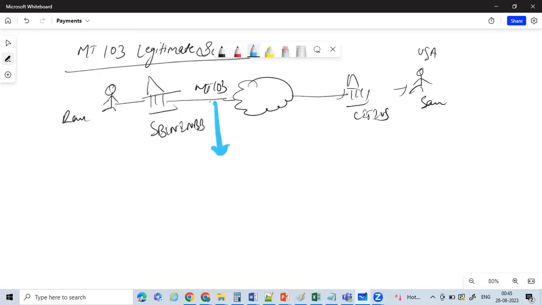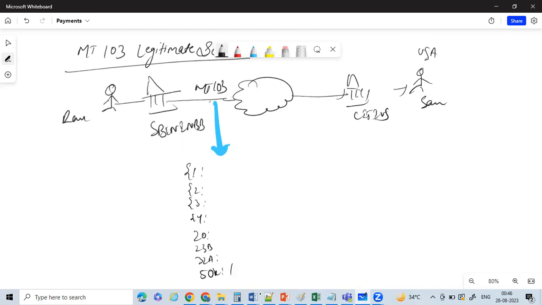So here, the message would look like this. You'll have block one, you'll have block two, you'll have block three, and then followed by block four. You'll have a set of tags over there, right? And here, this 50K will have this legitimate sender, which is nothing but Ram's customer account number, name, and address.